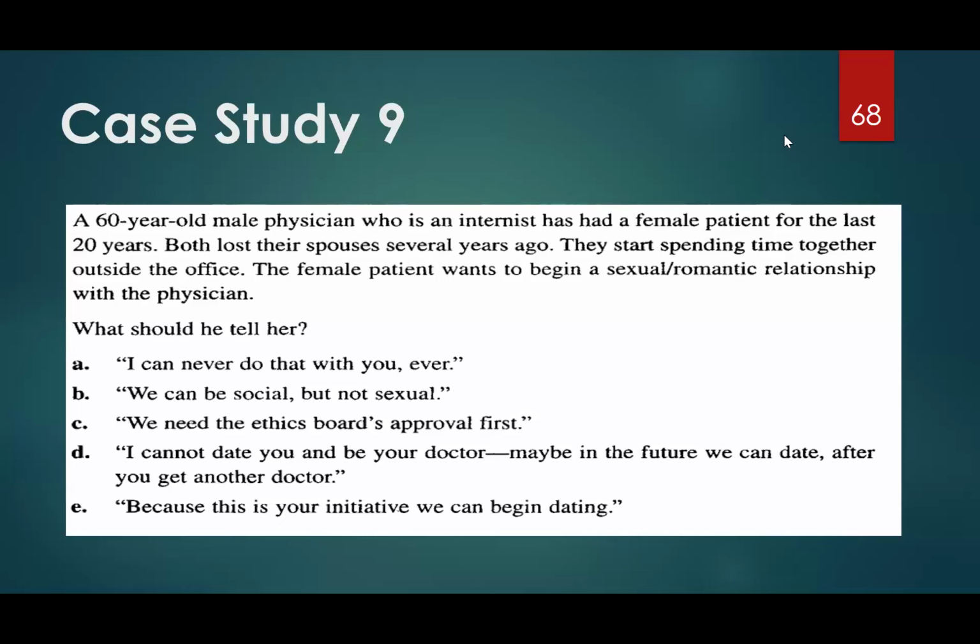A: I can never do that with you ever. B: We can be social, but not sexual. C: We need the ethics board's approval first. D: I can date you and be your doctor. E: Maybe in the future we can date after you get another doctor. F: Because this is your initiative, we can begin dating. What is the best choice in this case?